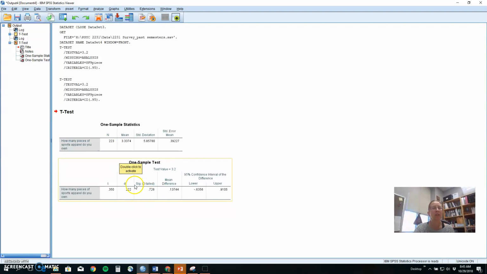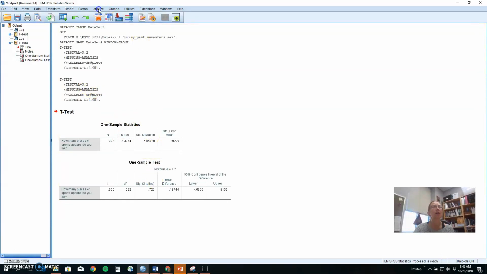And this is the probability level that we get for the t-test we had. A high probability level like this means that we do not see a significant difference. Therefore, we fail to reject the null hypothesis, and we conclude that Psychology 2231 students own a similar amount of sporting apparel as the population. Remembering our population value was up here.